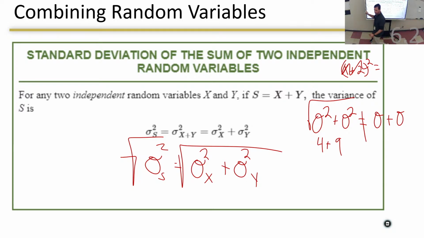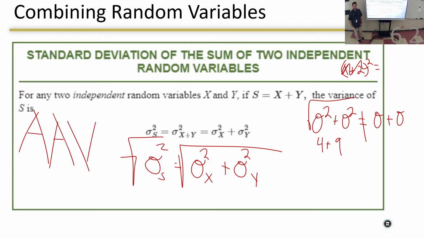Y'all okay? Add variances. Always add variances. Why do I say always? I hadn't done subtraction yet. Guess what? Subtraction, you're still going to add them. And that's the one we really mess up on.